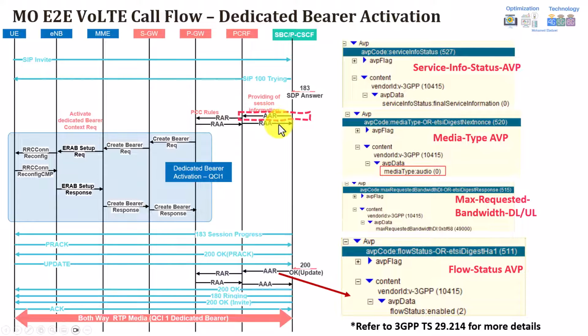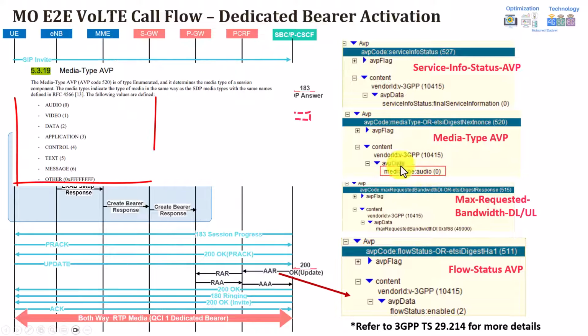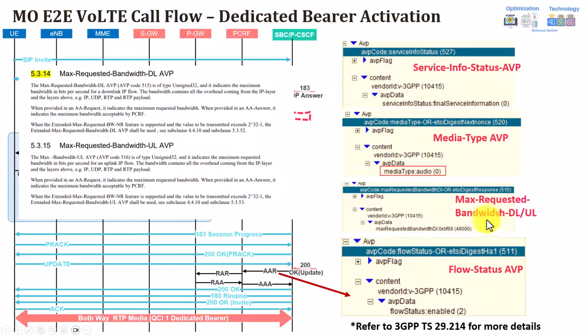This AAR, as we mentioned before, includes a lot of information. You can find this information in 3GPP 29.214. The first part is called service info status, telling them what the current status of the media is. And here it's just telling the media type, for example audio. It's telling the PCRF the maximum supported bandwidth, the requested bandwidth for downlink and uplink. I just quoted the downlink, but uplink was exactly the same.